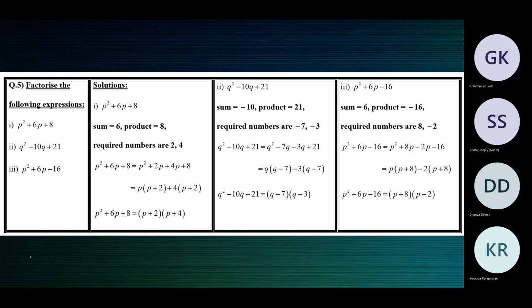Now work out these, children. We discussed the sum and the product. Please work out these in your notebook, children.